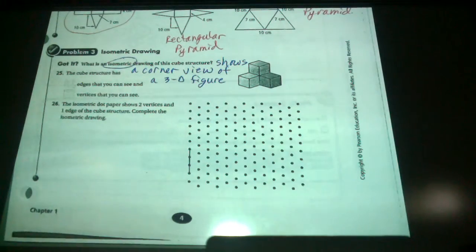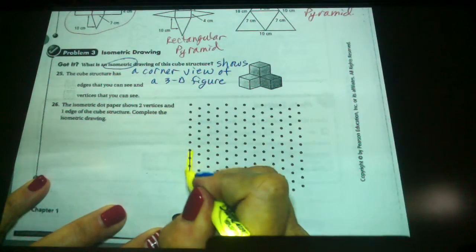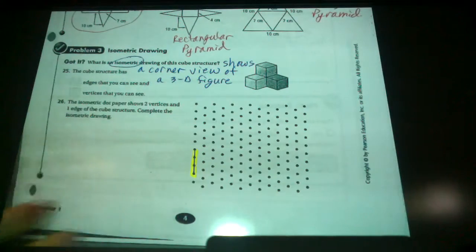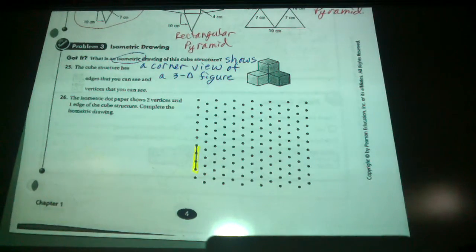So we're going to put it on this paper. You can see, well, it's hard to see, that they drew one of the edges for you. So you're just going to redraw this on the isometric dot paper. You need a straight edge, so your student ID works well as a straight edge. But before we draw it, let's talk about how many edges you can see.